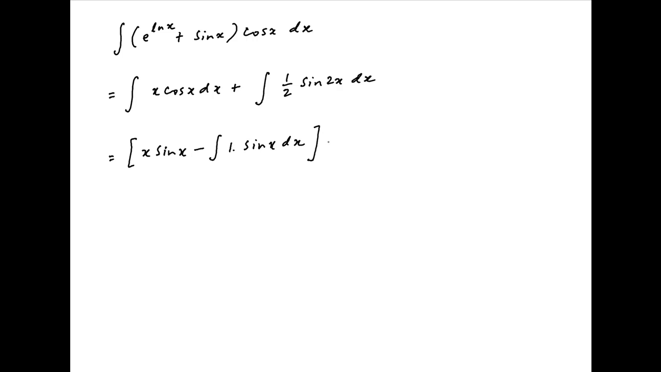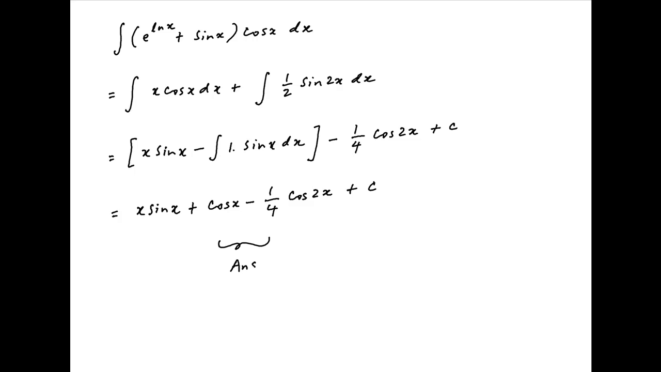Applying integration by parts on the first integral, we get x times integral of cos x, which is x times sin x, minus integral of the derivative of x, which is 1, times the integral of cos x, which is sin x. Integral of half of sin 2x is equal to minus 1 upon 4 cos 2x. Therefore, the given integral simplifies to x times sin x plus cos x minus 1 upon 4 times cos 2x plus the constant of integration.